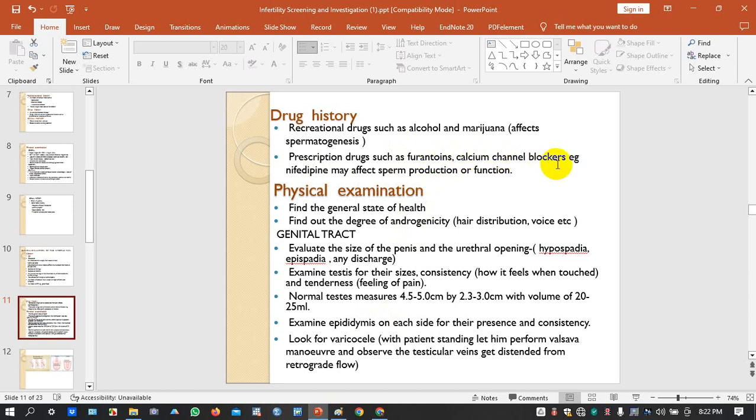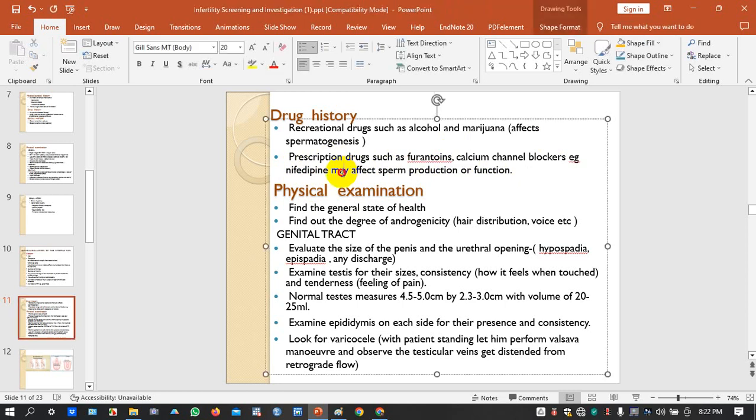Calcium channel blockers are antihypertensive drugs. An example is nifedipine. They may affect sperm production or function. So if you are a hypertensive man and you are taking nifedipine, which is a calcium channel blocker, it will affect your sperm production. You have to change the drug. Maybe you can use any other, like lisinopril and the rest, instead of using the calcium channel blocker nifedipine. But this does not mean that all calcium channel blockers are not good. It's just nifedipine that is associated with these adverse effects.